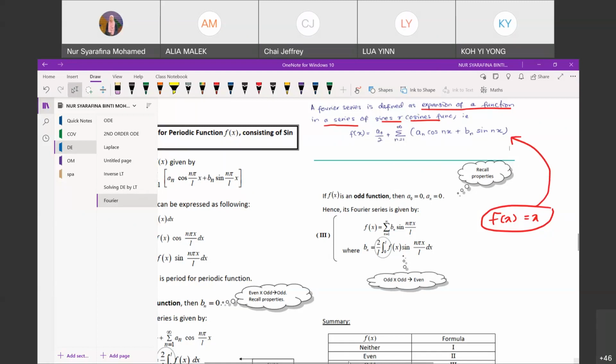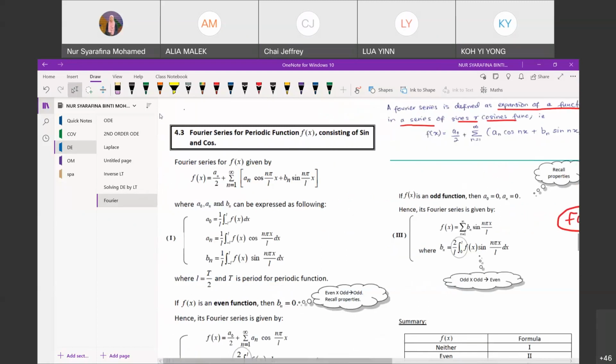Before you can proceed, you have to take a look at this. This is the definition of Fourier series, where it is an expansion in terms of cos and sine. And we have the constant values A naught, An, and Bn. So how can we find A naught, An, and Bn? This is the formula, where L here equals T over 2. You know what is T? T is the period from the periodic function earlier.